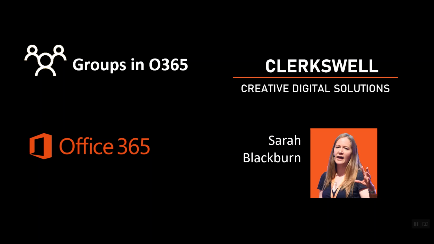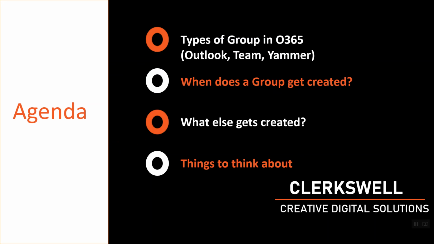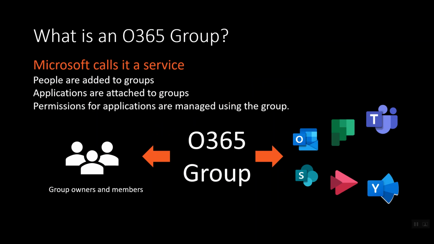Today, I'm going to be talking about groups within Office 365. Firstly, we're going to examine the different types of Office 365 groups that you can create and why there are some differences. Then we're going to look at the different mechanisms for creating groups and what gets created automatically with your group. Finally, I'm going to give you some tips on how to avoid creating unnecessary groups and how to name your groups well. So what is a group?